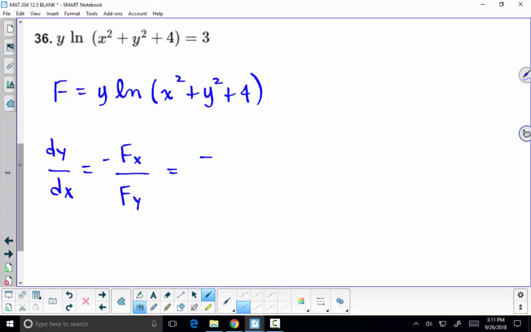So minus f sub x. So partial of this with respect to x. The y is going to come along for the ride. The partial of this is going to be 1 divided by the inside, multiplied by the partial of the inside with respect to x. So it looks like we're going to get 2xy. So the 2x is the partial of the inside, but we still have the y that's lingering in front. And then all of that's divided by f sub y.